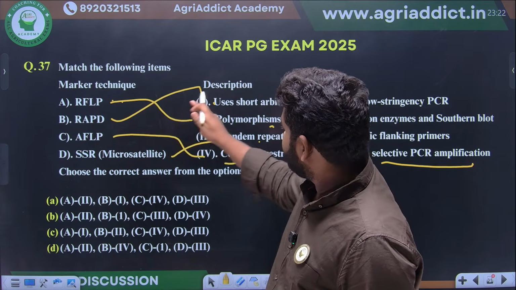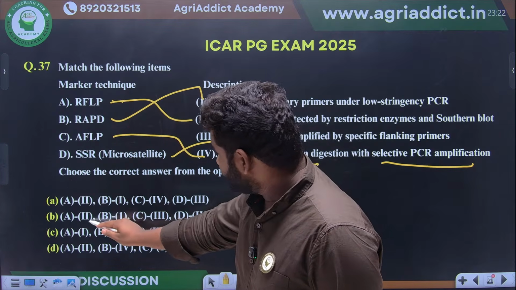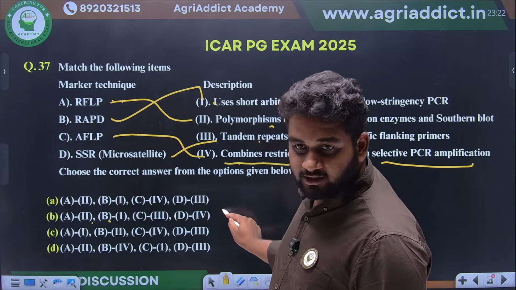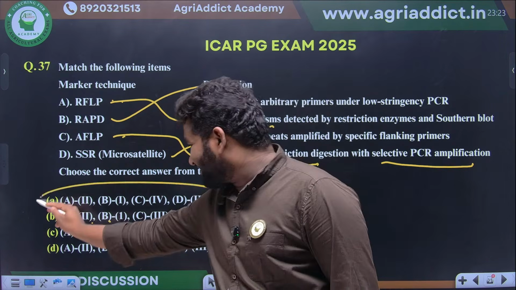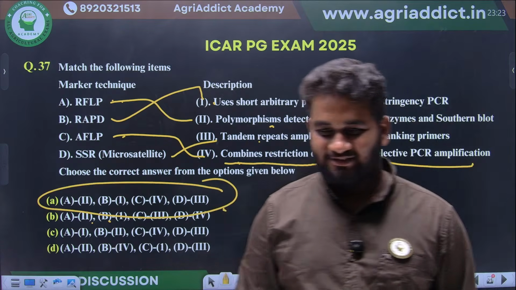For B, first option. For A, second option. Yes, that is your B. Array. Okay. C, fourth option. Sorry guys, sorry. A is your answer.